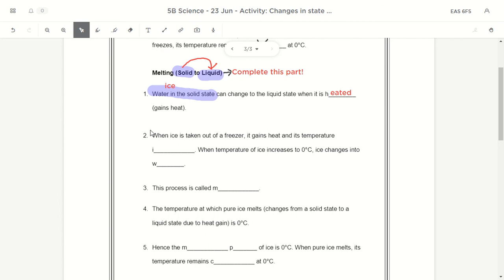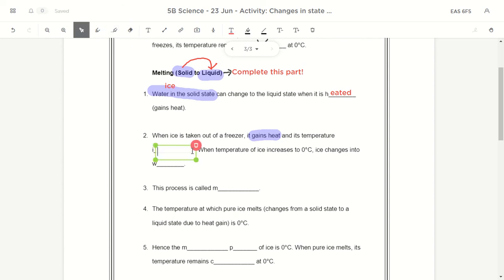You can either apply heat or the heat from the surrounding can actually melt it. When ice is taken out of the freezer, it gains heat. Always tell me whether it gains heat or loses heat first. Do not tell me straight away it melts or it freezes. When ice is taken out of the freezer, it gains heat, so its temperature will increase.